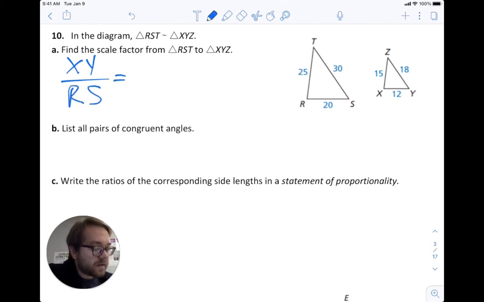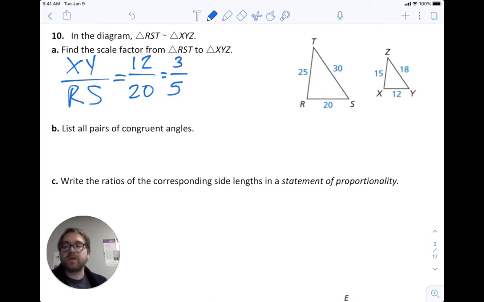Now to figure out the scale factor, we look at XY has a length of 12, RS has a length of 20. And then if I reduce that, that's going to reduce down to 3/5, and divide both 12 and 20 by 4. And so that's the scale factor. But let's make sure that's the scale factor for all of them. That's the correct ratio for all of them, which it should be if these are similar, but we do need to verify that.